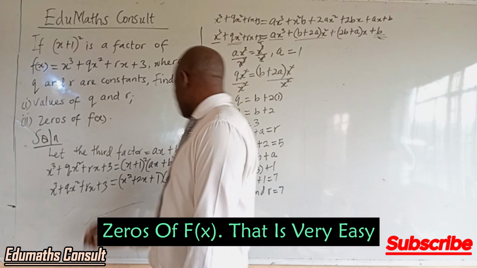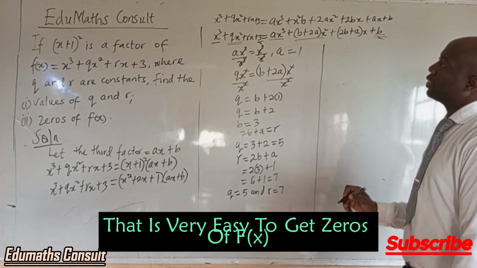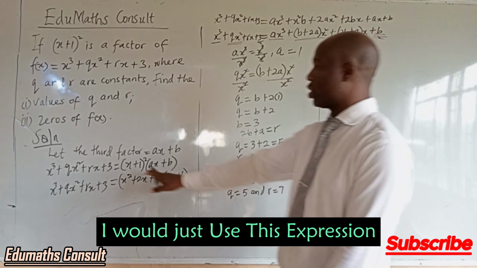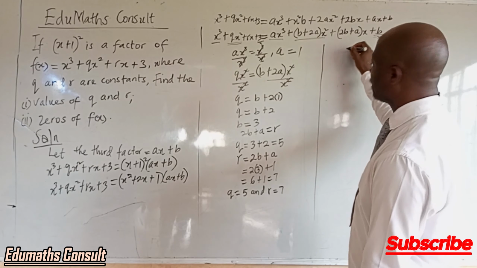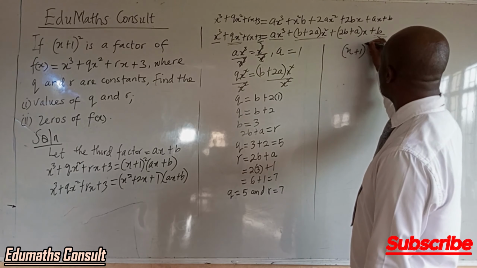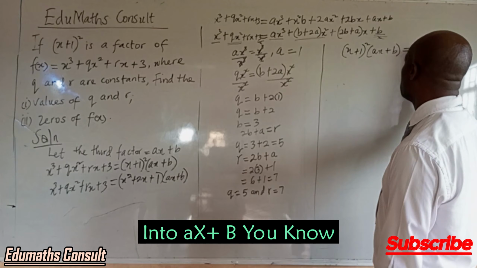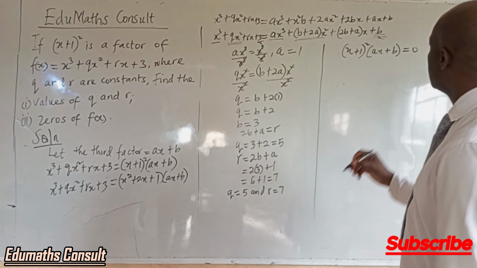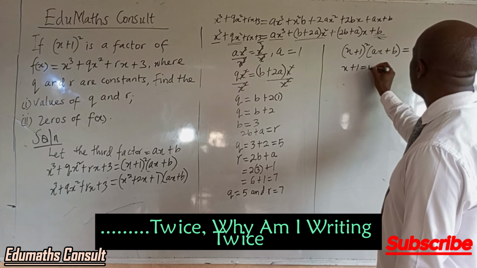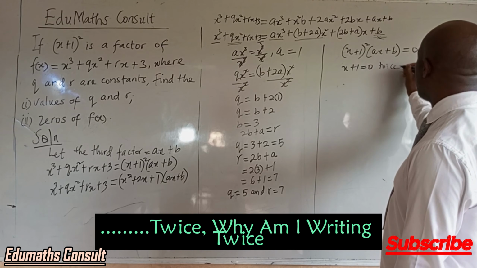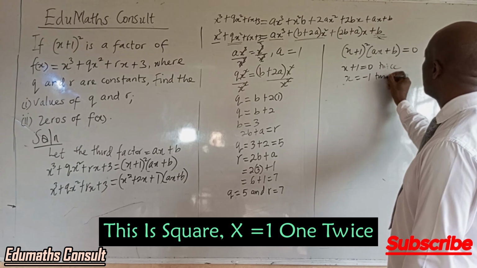Then the zeros of f(x), that is very easy to get. For the zeros of f(x), I will just use this expression: (x + 1)²(ax + b). It will be equated to 0 for us to get the zeros of f(x). So I have x + 1 = 0 twice. Why am I writing twice? Because it is squared. Then x is equal to minus 1 twice.